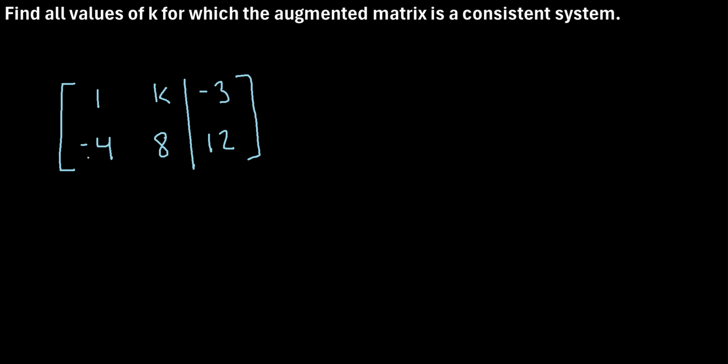Well, notice that we could do negative 4 plus 4 times row 1, because that would be negative 4 plus 4, which would be 0. So let's do that. The new row 2 is going to become the original row 2 value plus 4 times the row 1 value. If we do that, let's see what we get. The first row doesn't change at all.